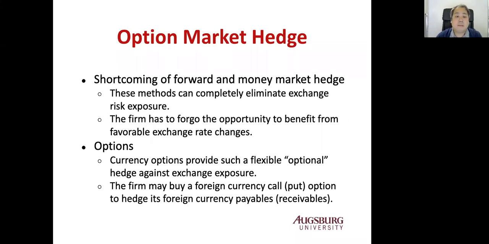they have to give up the favorable exchange rate changes. Sometimes the exchange rate change is favorable to them, and the companies want to take advantage of it. If they just use the forward contract or the money market securities, then they cannot take advantage of it. So instead of these two, we can use a currency option to pursue this benefit.